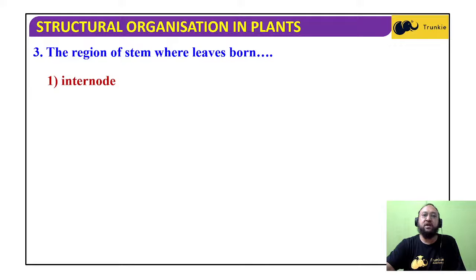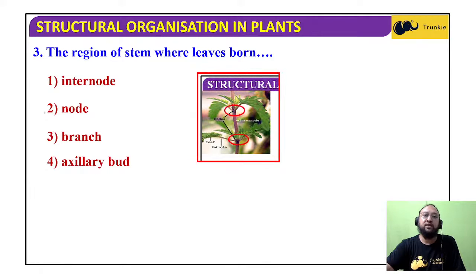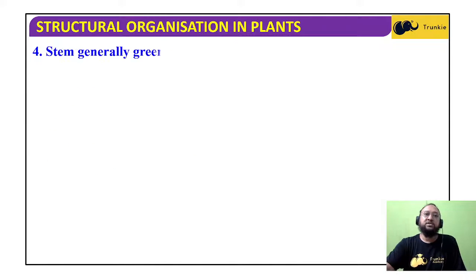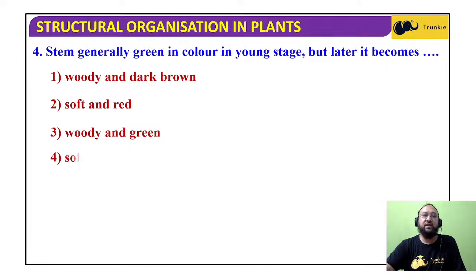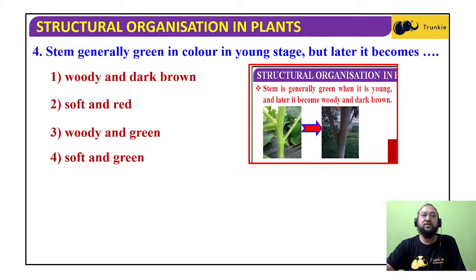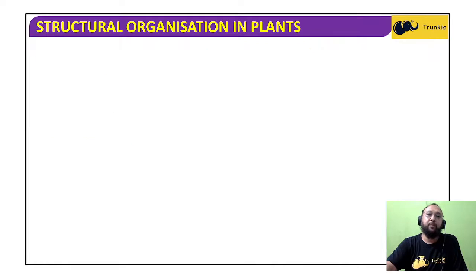Now, the region of stem where leaves are born is called the node. The stem is generally green in color in the young stage, but it later becomes woody and dark brown. It is woody and dark brown because they mature and slowly develop a hard woody structure, and brown in color.